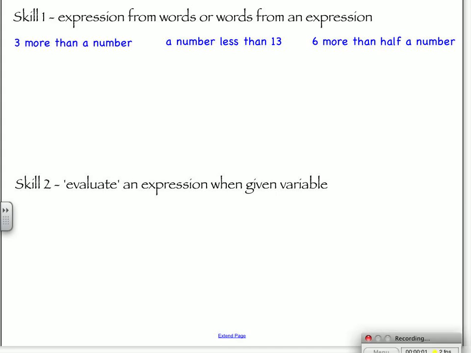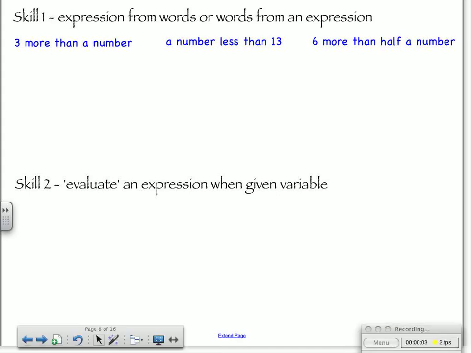So we have two skills that we have to get. The first is that you can take words like this and like this and like this and turn them into an expression. Okay? You can also do it the other way. You can also have an expression and turn it into words, but we'll start with words into an expression.